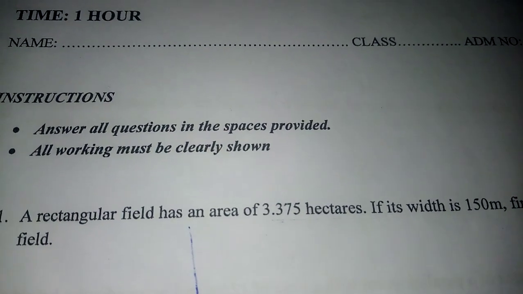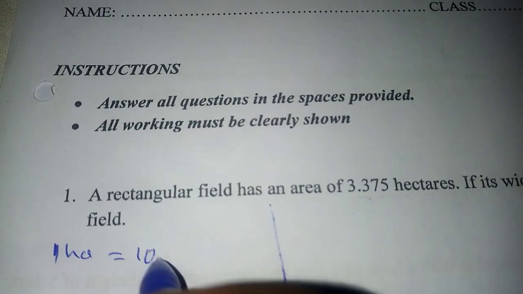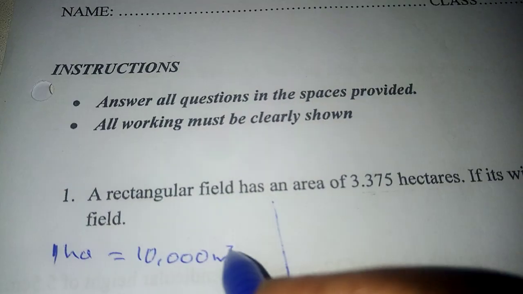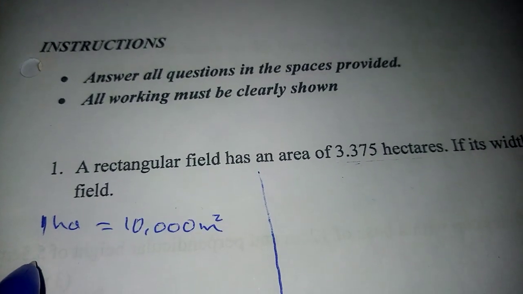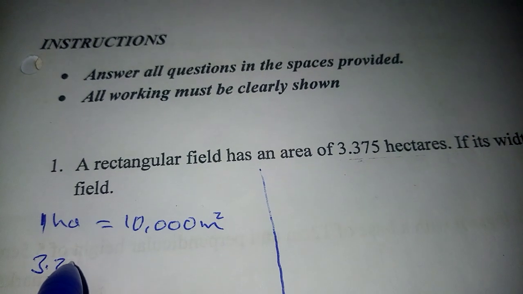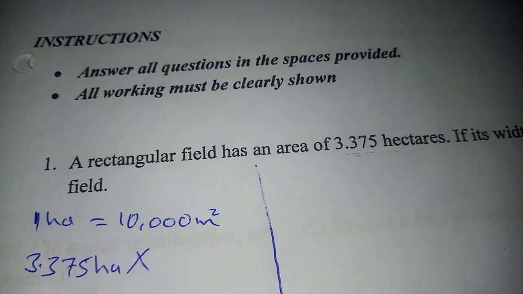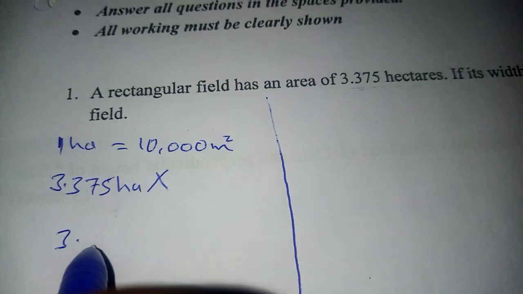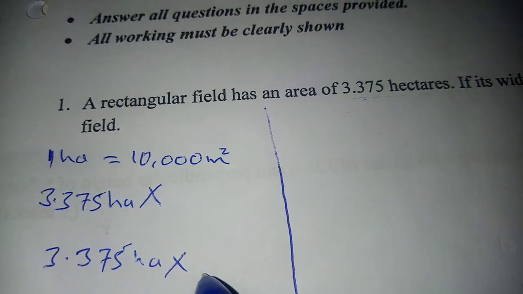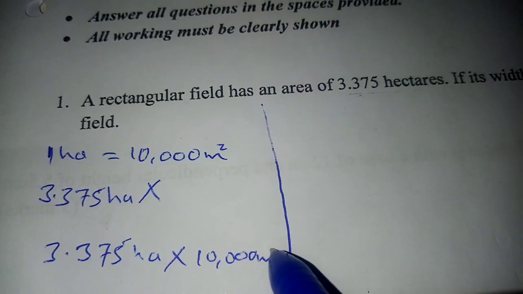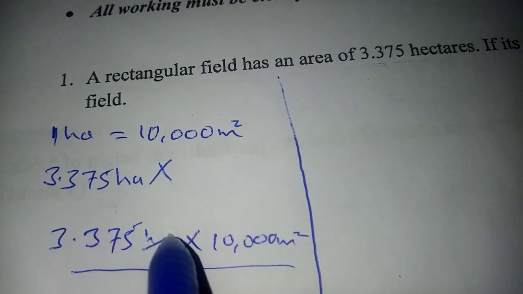We know that one hectare equals 10,000 meters squared. And what about 3.375 hectares? Cross multiply, so it will be 3.375 hectares multiplied by 10,000 meters squared all over 1 hectare. Hectare and hectares cancel.